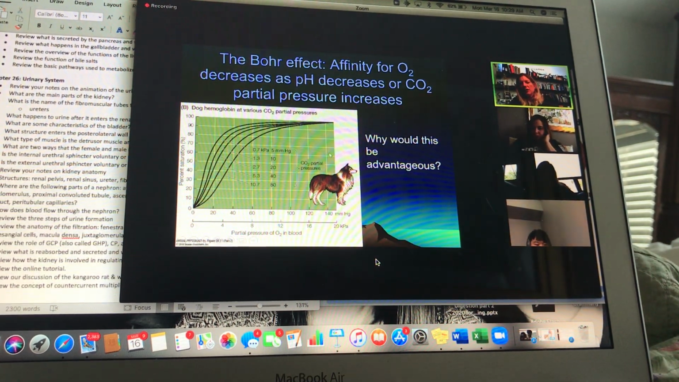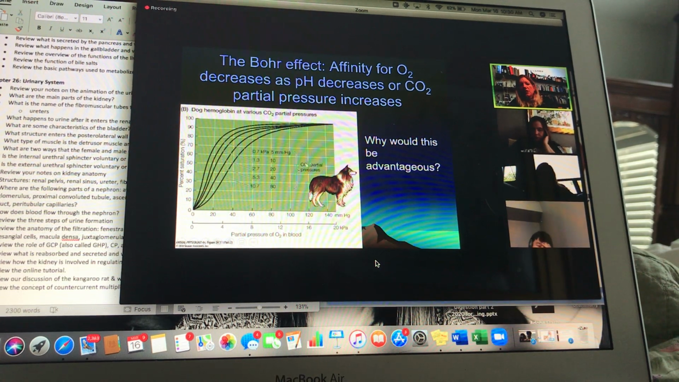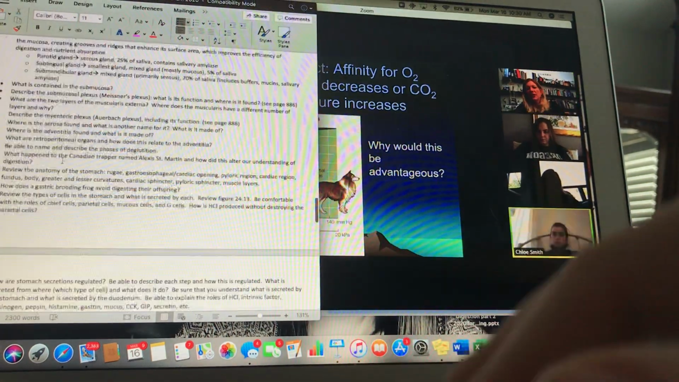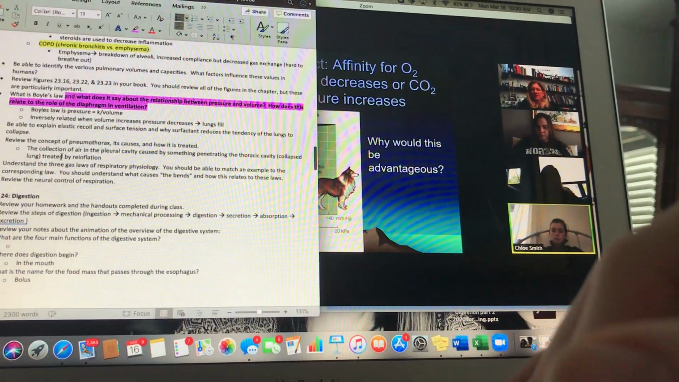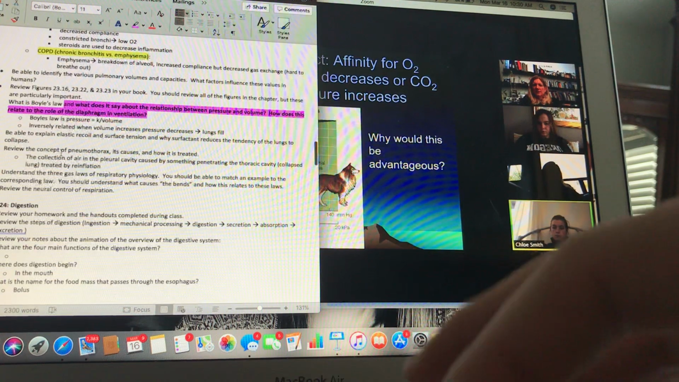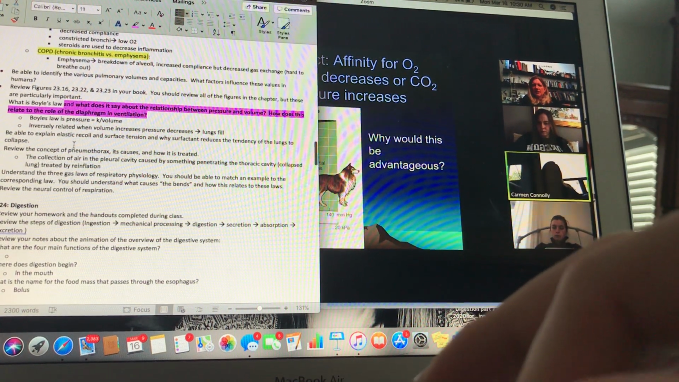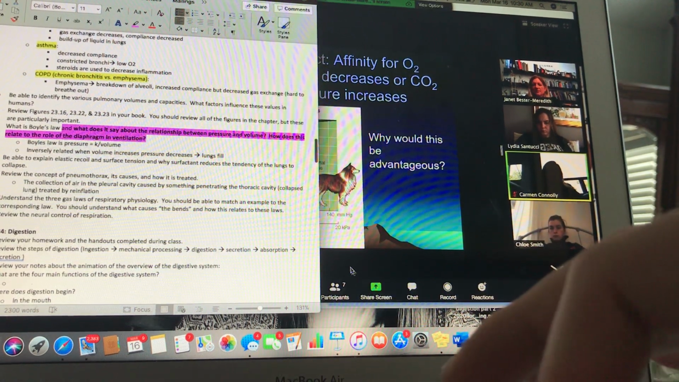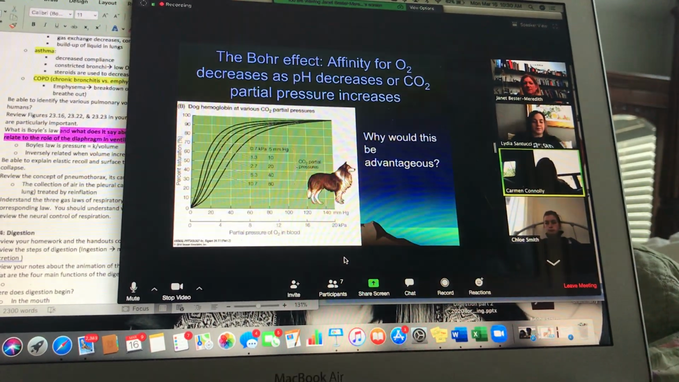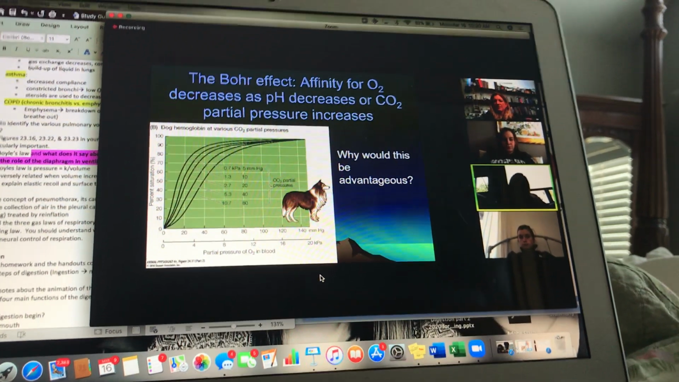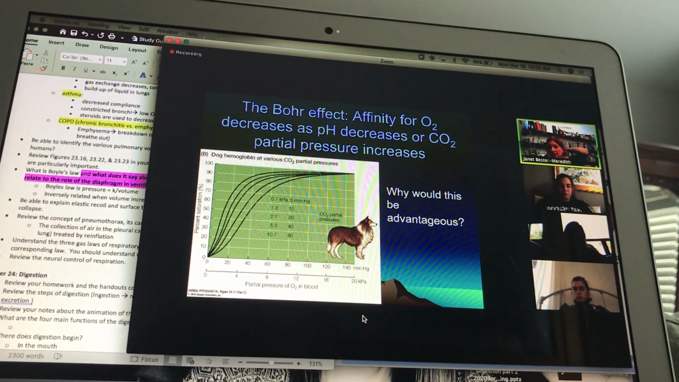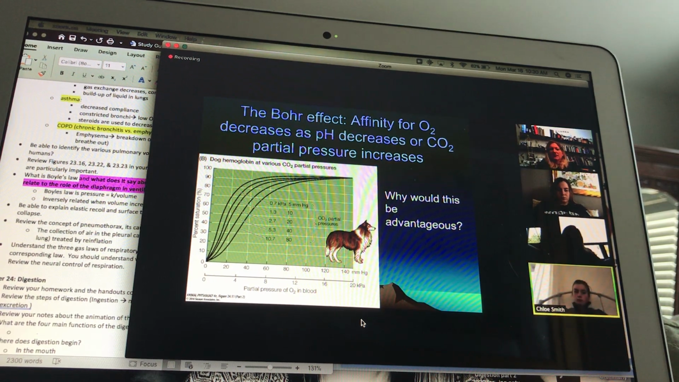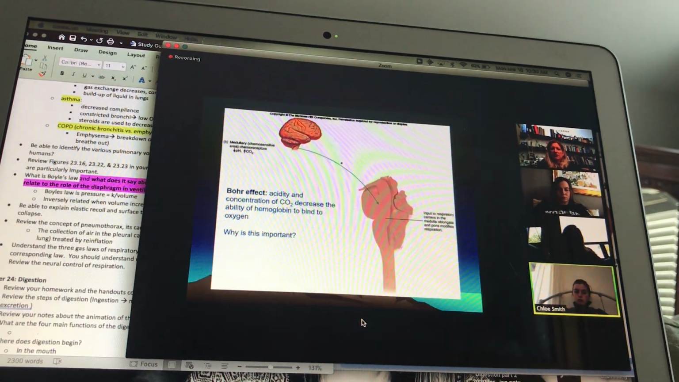And then we looked at the Bohr effect. The Bohr effect is just showing you that with elevated levels of CO2, which way does the curve shift? To the right. And why is that helpful? Because it causes your hemoglobin to detach from the oxygen and let it go to tissue. So it causes more oxygen to detach and be delivered to the tissues. So that's the only other one I showed you in class.